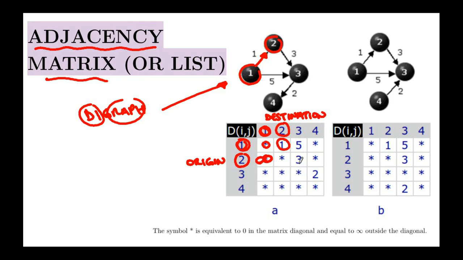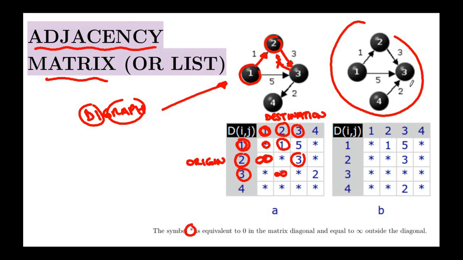Then we can have a look, for example, at the cost of going from 2 to 3. As you can see, here we have this arrow, and it tells us that it has an associated weight of 3. But we cannot go back. This is not possible. So that's why the cost of going from 3 to 2 is also infinity. So the symbol in the figure is equivalent to 0 in the matrix diagonal and equal to infinity outside the diagonal. Here you have another example with the only difference that now you cannot go from 3 to 4 like this, but here it's possible to go from 4 to 3.